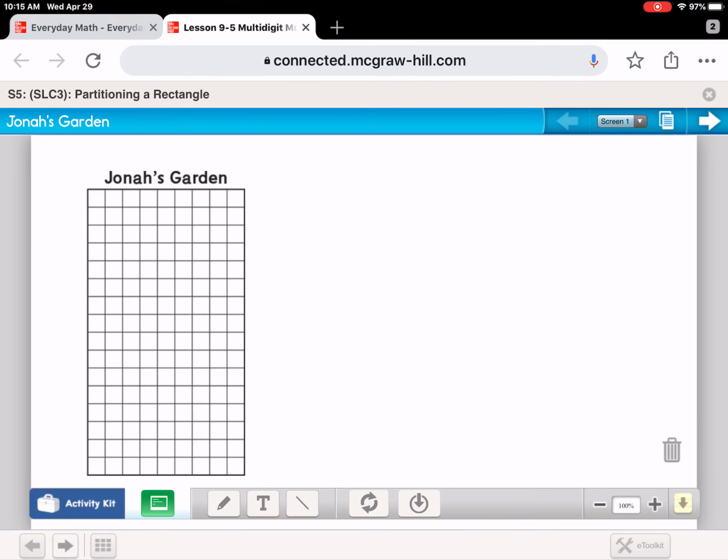So when we look at Jonah's garden, and I have on the screen what you see on your page, you can see that there are 16 rows. You know that rows go across, so there are 16 rows. And there are 9 columns if you count it across. So he wants to plant 10 rows of carrots and 6 rows of beans. Would you go ahead and split that garden apart and label carrots and beans?